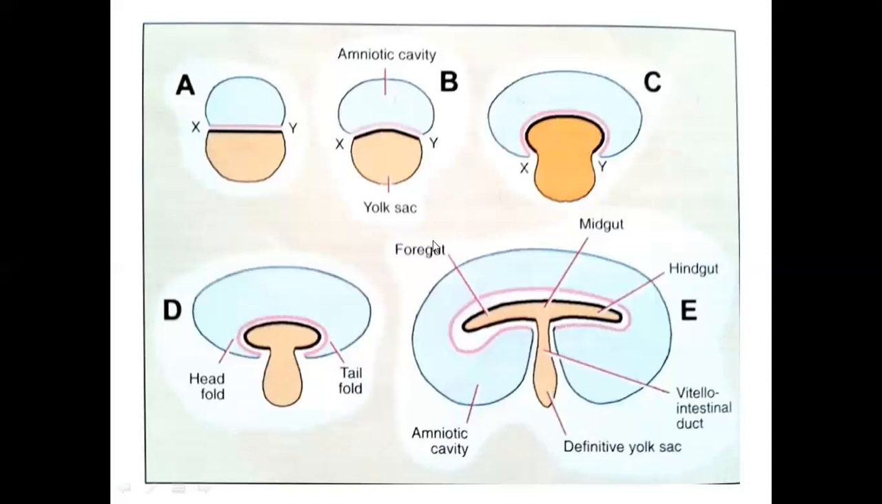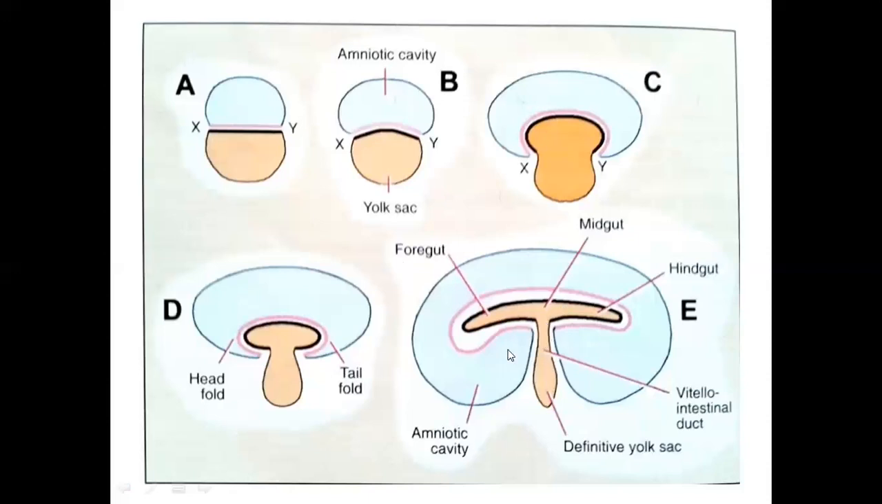There are three parts of it: one is called the foregut, another is called the midgut, and the third one is called the hindgut. You can see here the yolk sac, right, converting into the vitello-intestinal duct. So it is connecting the definitive yolk sac to the primitive gut or endoderm. This is called the vitello-intestinal duct, and this is the umbilicus, right? The umbilical opening. So head fold, tail fold, then primitive gut formation, three parts: foregut, midgut, and hindgut.